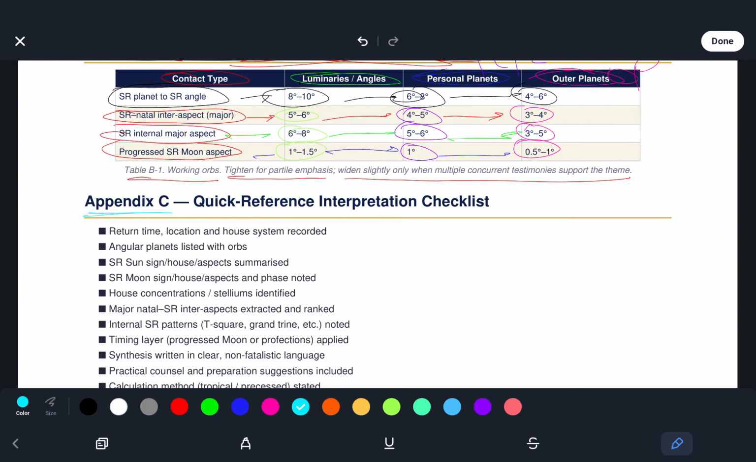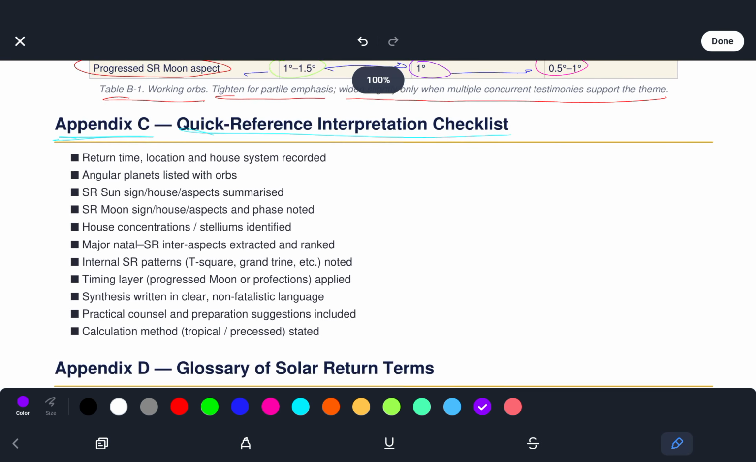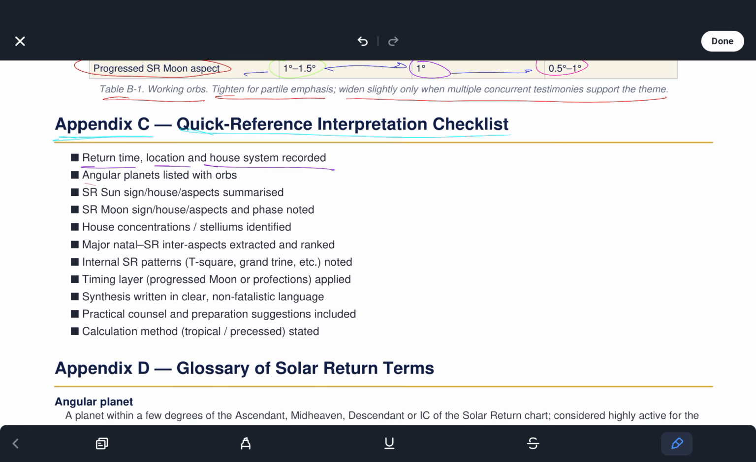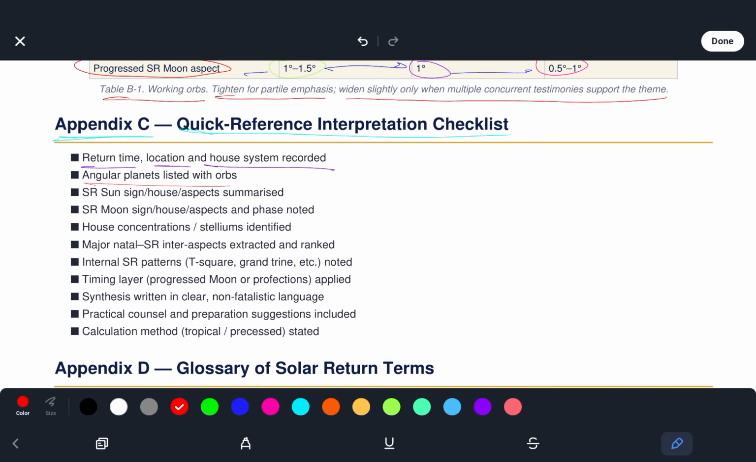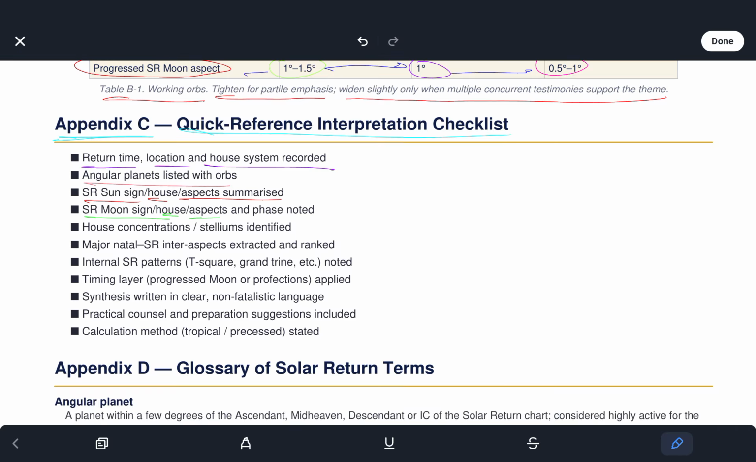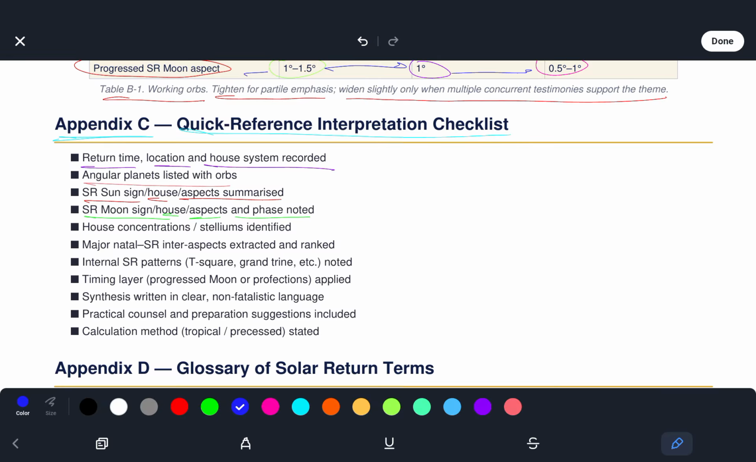Appendix C, quick reference interpretation checklist. Return time, location, and house system recorded. Angular planets listed with orbs. SR sun sign, house, and aspects summarized. SR moon sign, house, aspects, and phase noted. House concentrations and stelliums identified. Natal-SR interaspects extracted and ranked.